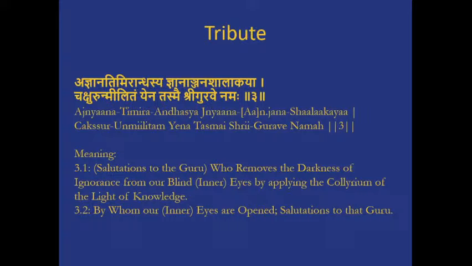What it means is, the one who removes the darkness of ignorance from our blind eyes by applying the kajal, it's called the collyrium, applying the collyrium of light, of knowledge, by whom our eyes get opened into the world of knowledge. Salutations to that Guru. Thank you very much, and may I now invite to introduce the orator.